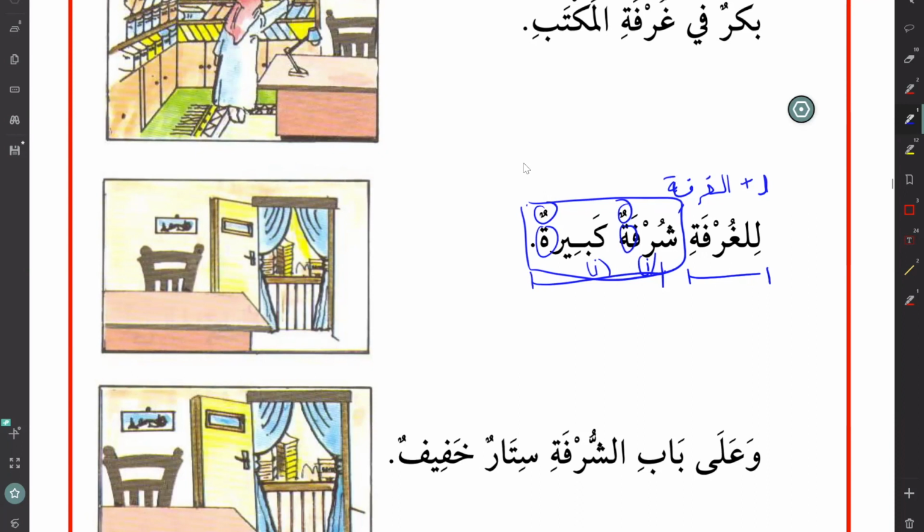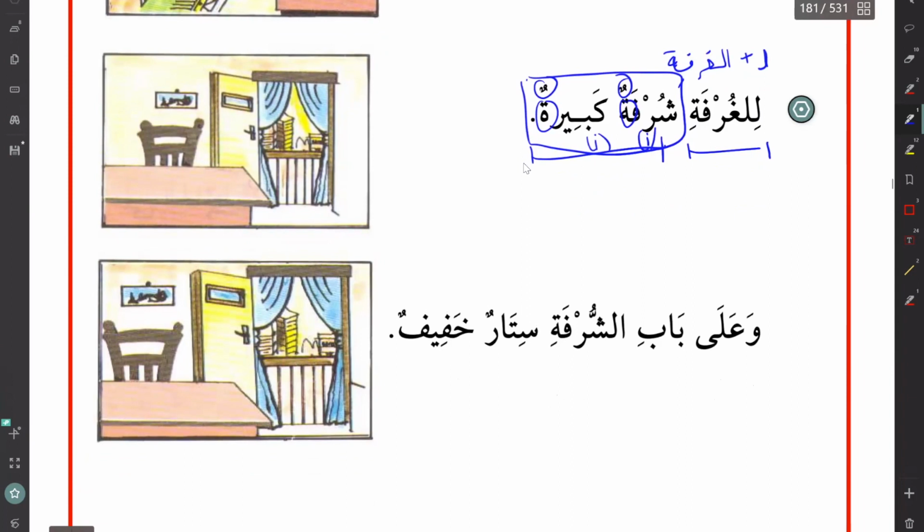So how do we understand this sentence? Lil ghurfati shurfatun kabira. Li here is like for or belonging to. So you probably translate: the room has a big balcony. Li can be used for to have, like li akhun, I have a brother. Li can also be used for to use for, like hada li Muhammad, this is for Muhammad. Which one it is, you will understand from the context.